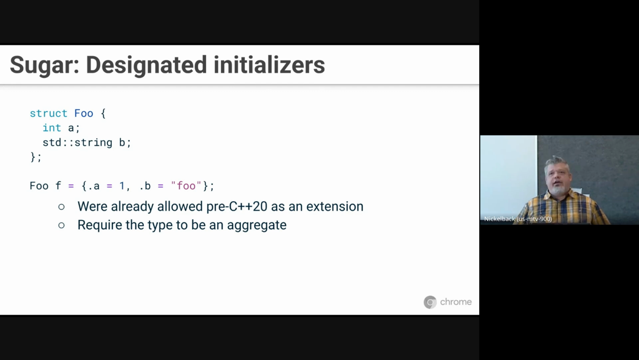What the heck is an aggregate? Basically, an aggregate is a bag of data. It's a type that doesn't have user-defined constructors on it. So you can see here, foo just declares some data.